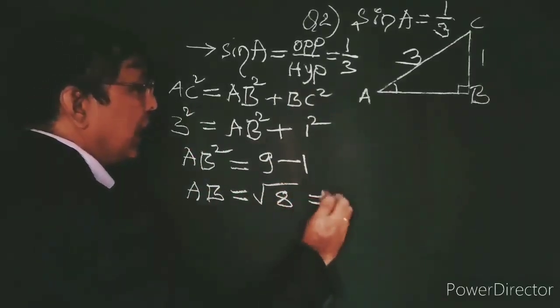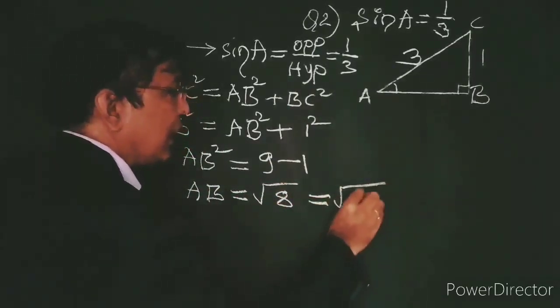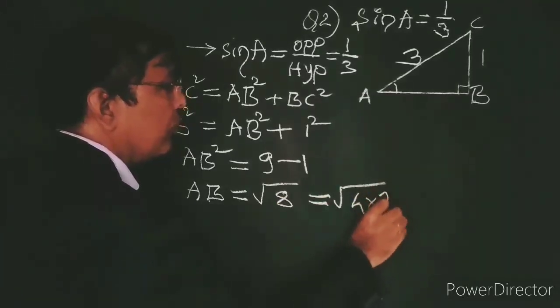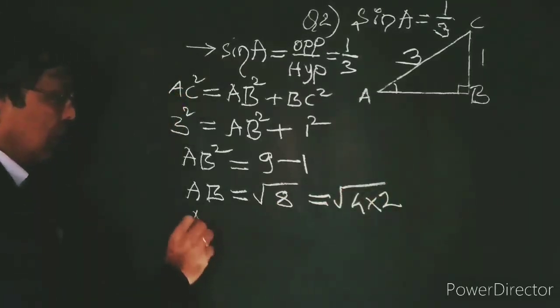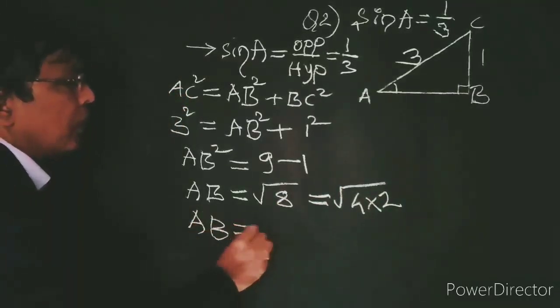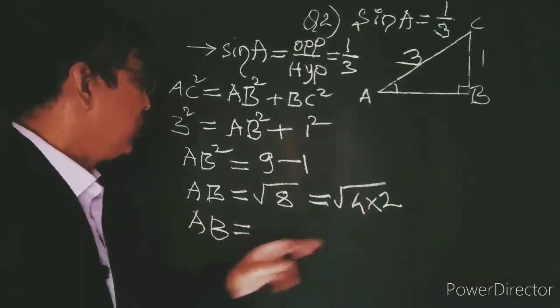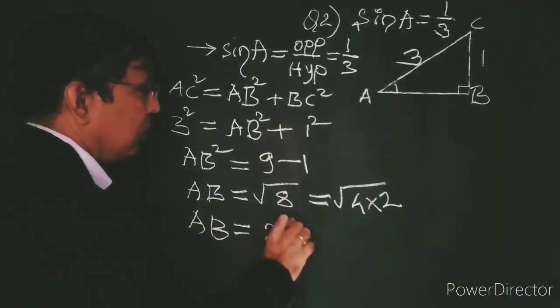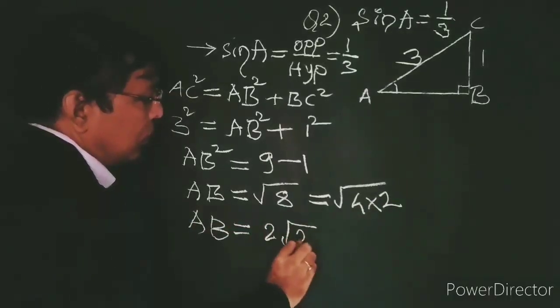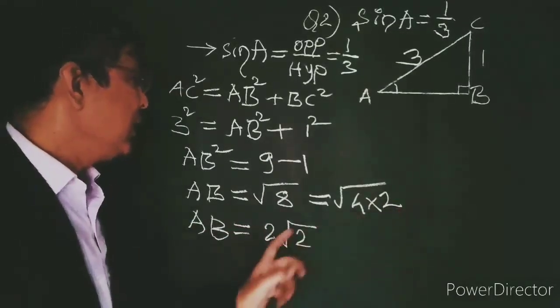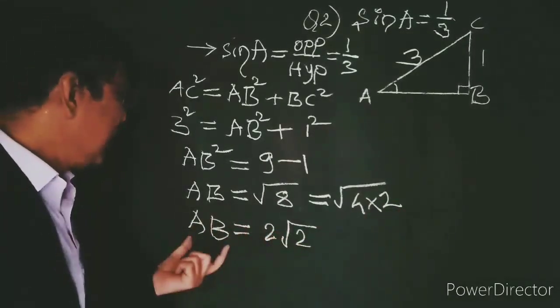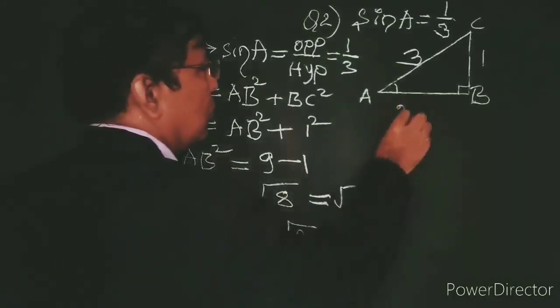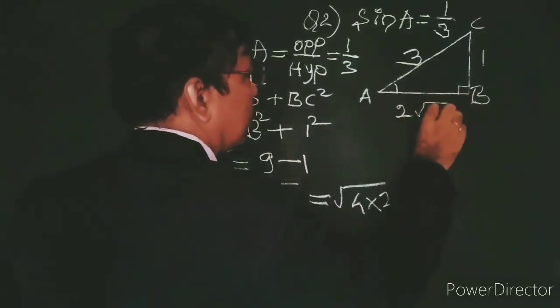Square root of 8 is not possible, so we write 4 into 2. Therefore AB equal to, we can take the square root of 4, that is 2, and this 2 remains in the square root sign. Therefore the length of AB is nothing but 2 root 2.